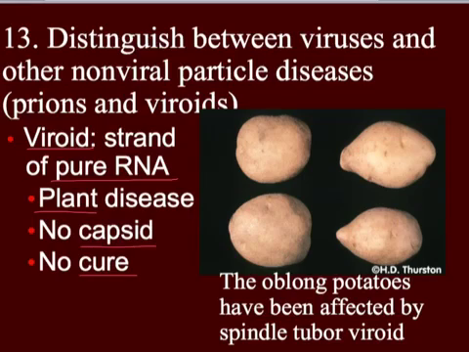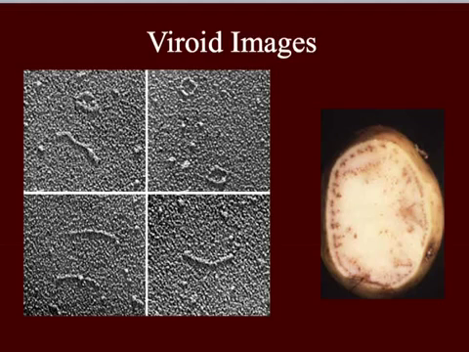And so what you see here is this picture of the oblong potatoes. These 2 have the viroid disease, and these are the normal potatoes. Okay? They also are kind of mushy on the inside. They're not very fit to eat. There's no capsid on these, and there's no cure. So here's a picture of the potato from the inside, this viroid infection. And then this is an electron micrograph at the smallest level. Right here, this is just one strand of RNA, and that viroid right there is what causes these plant infections. So very small. We don't really know a whole lot about these yet.